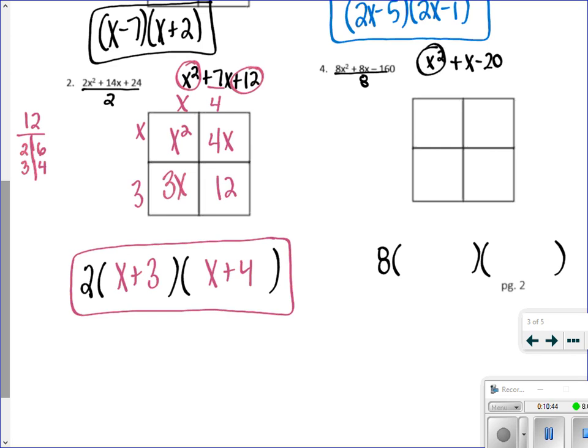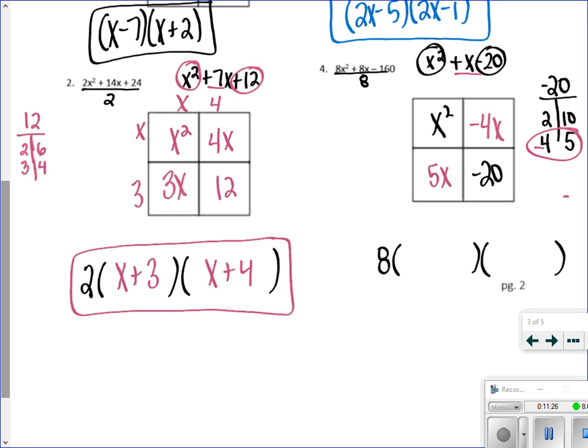First term, x squared, last term, negative 20. First term in the first box, last term in the last box. Then multiply those together. What do you get? Negative 20. So you're looking for numbers that multiply to give you negative 20. Okay, so we got 2 and 10. What do they have to add up to? 1. Those aren't going to add up to 1. Okay, 4 and 5. If it's negative 20, one of them has to be negative. What would have to be negative to make it add up to 1? 4. Wonderful. So negative 4x and 5x.